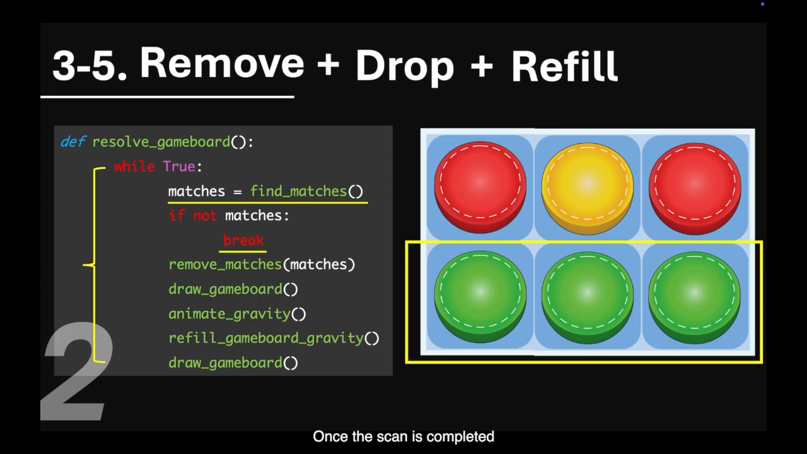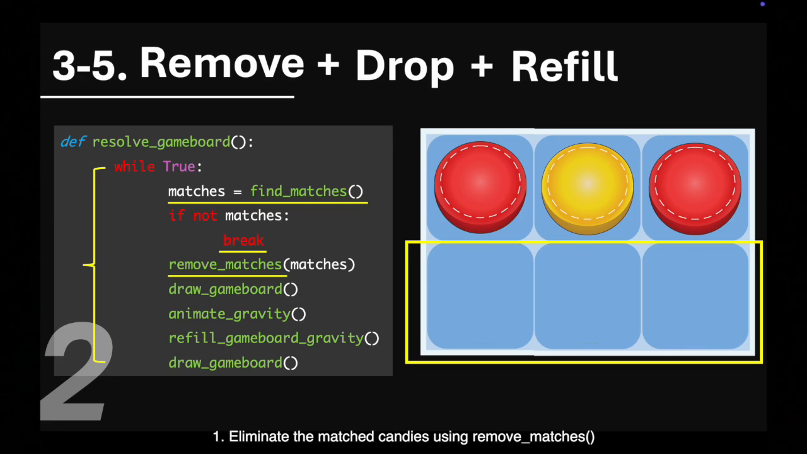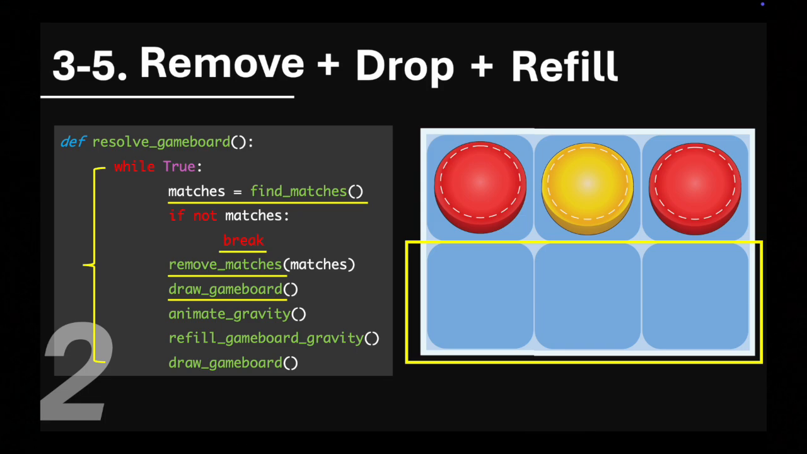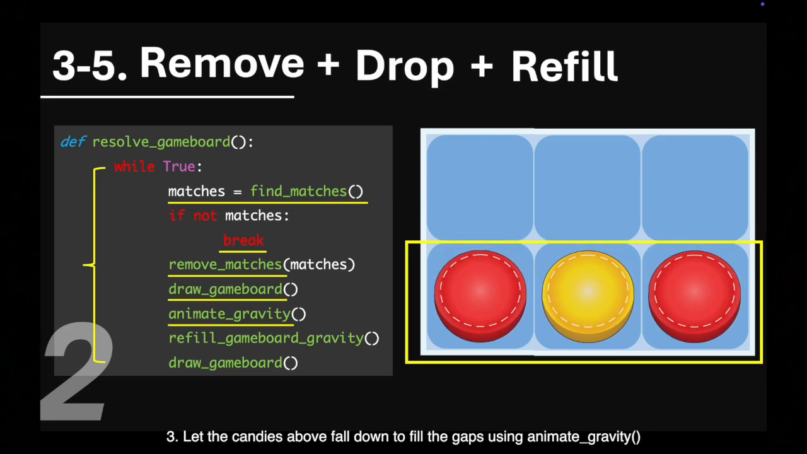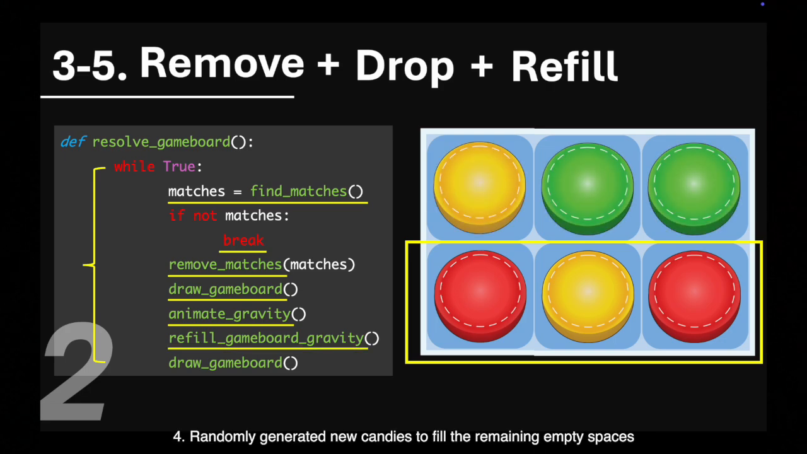Once the scan is complete, if the loop has not ended, it means that there are indeed matched candies. Then the sequence of remove, drop, refill must be carried out. Specifically, 1. Eliminate the matched candies using remove matches. 2. Redraw the game interface using draw game board to show that the matched candies have been removed and empty spaces have appeared. 3. Let the candies above fall down to fill the gaps using animate gravity. 4. Randomly generate new candies to fill the remaining empty space using refill game board. 5. Redraw the game interface again using draw game board to show the fully updated board after filling is complete.